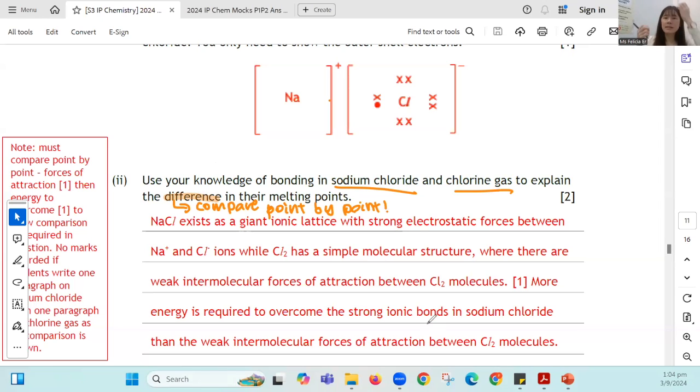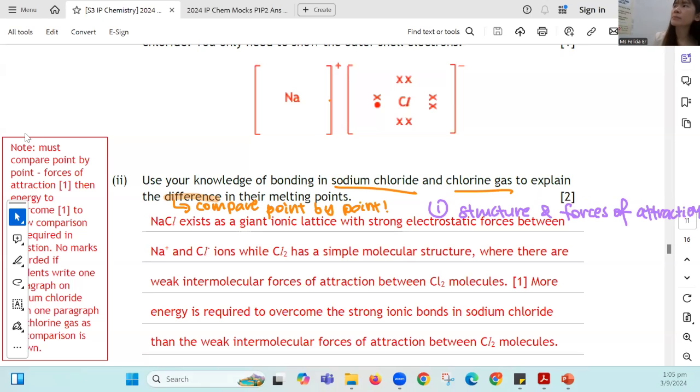Yep, so you cannot just write one whole paragraph on the first one, then one whole paragraph on the second one. I don't see any comparison. It's just two separate paragraphs. So what do I mean, compare point by point? So number one, you can maybe compare the structure and the forces of attraction.